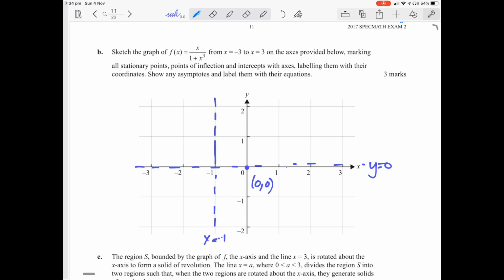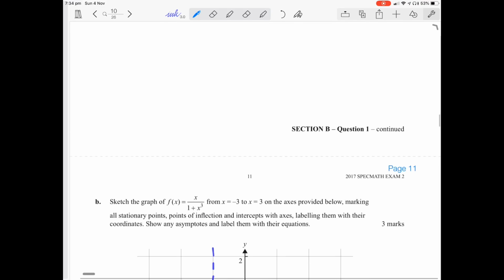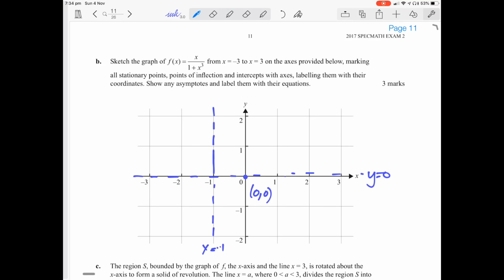It's not our maximum. I just realized. 0.79, 0.53. Okay, so when it goes up like that, stupid graph. Okay.